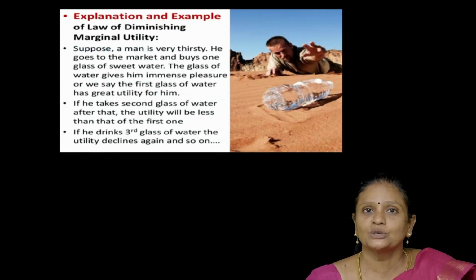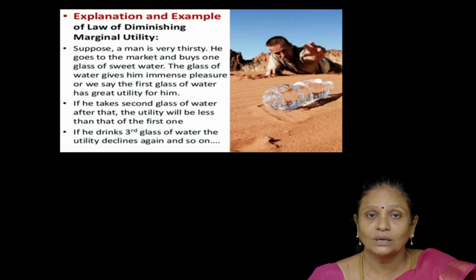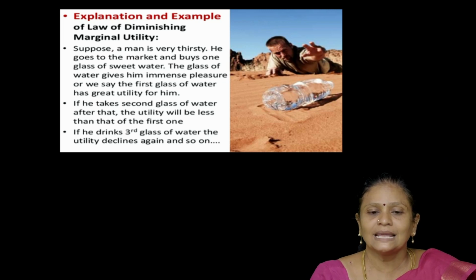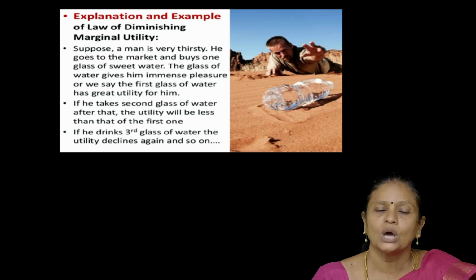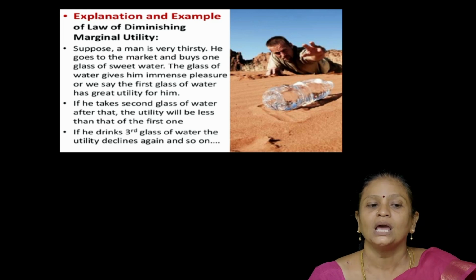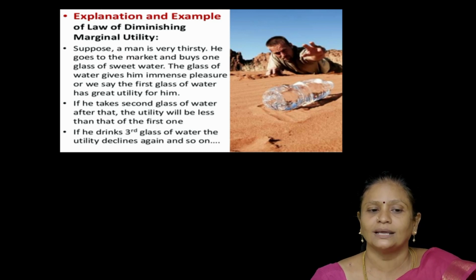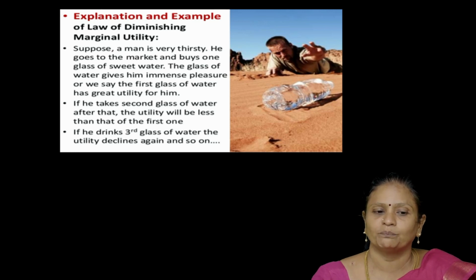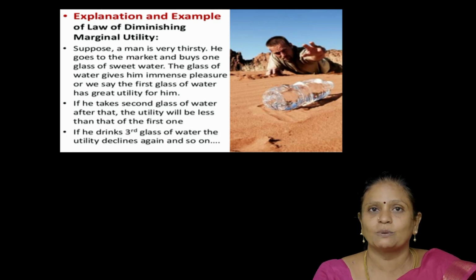Now we can go to the explanation of this law. Suppose a man is very thirsty. If you look at the picture, you can easily understand that a man is very thirsty. He goes to the market and buys one glass of sweet water. The glass of water gives him immense pleasure, or we say the first glass of water has great utility for him. He takes a second glass of water. After that, the utility will be less than the first one. If he drinks a third glass of water, the utility declines again and so on. This is the best explanation of this law.